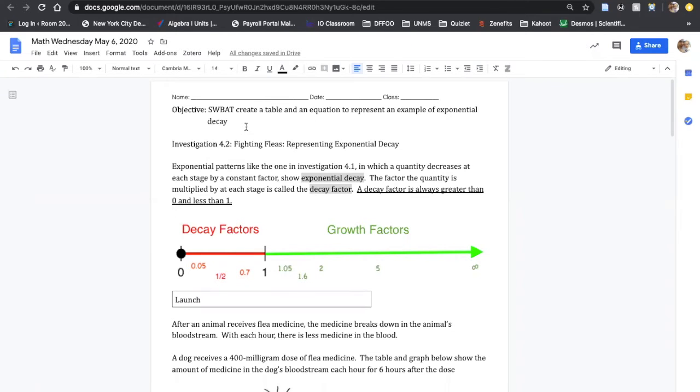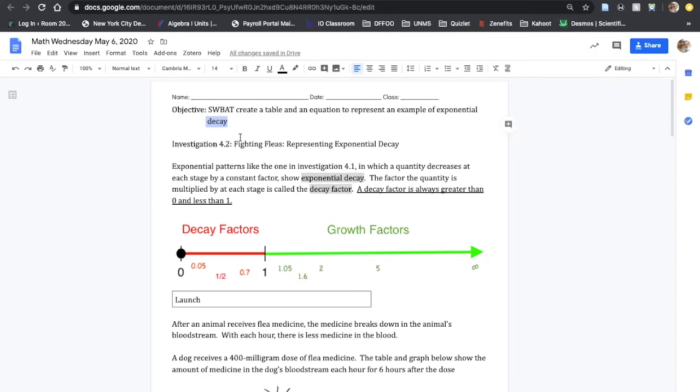Our objective for today is that students will be able to create a table and an equation to represent an example of exponential decay. So today we're talking about exponential decay instead of exponential growth. The two are similar, they're both exponential, but when we're talking about things that are decaying, that's an example of things that are decreasing, right? So it's an exponential relationship where you're multiplying, but instead of things getting bigger, they're actually getting smaller, right?